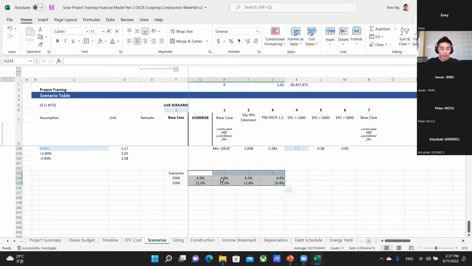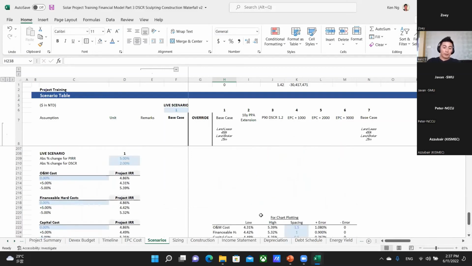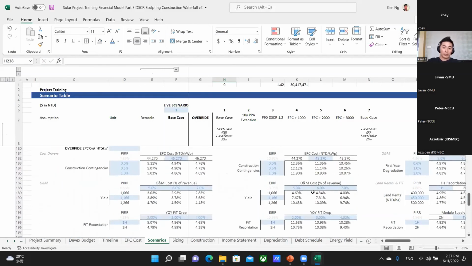Yeah, so it updates for each of these scenarios what the returns are, whether it's project or equity IRR. So that's how the data table works. So it's a great way to simultaneously do multiple scenarios at the same time, and also to do a sanity check to make sure that the outputs match the inputs in terms of changes in assumptions.